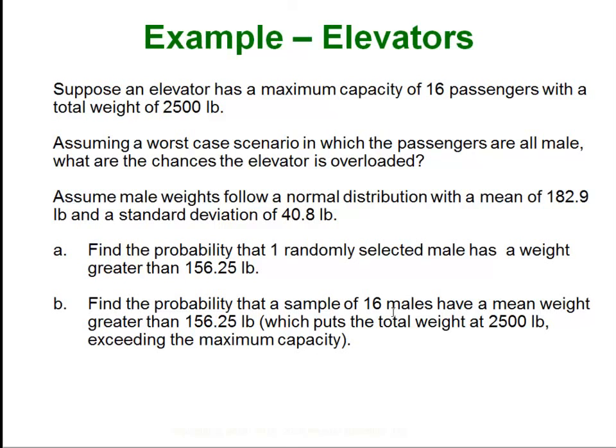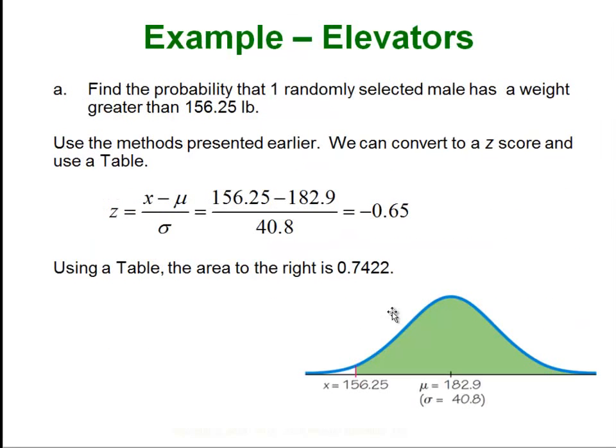So we're basically just asking the question, if 16 men got on the elevator, what's the probability that their combined weight is over the limit of 2,500 pounds? Part A goes back to our previous examples of just dealing with a normal curve and using our z-scores and standardizing things that way, or we could use technology, right?